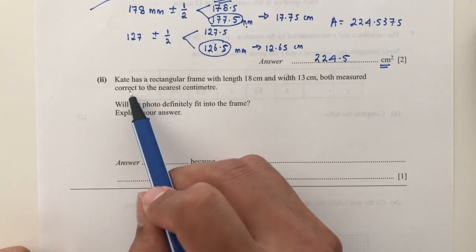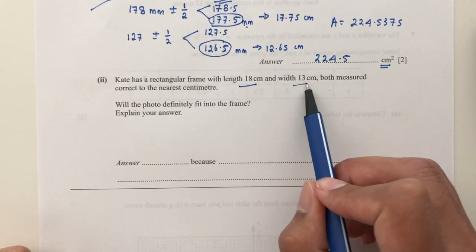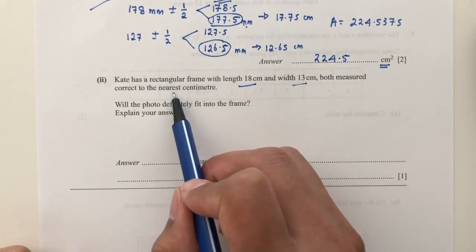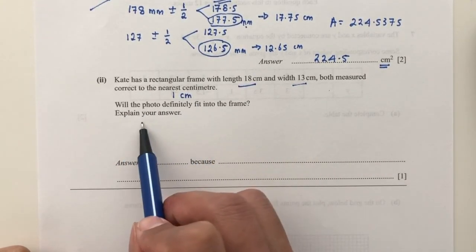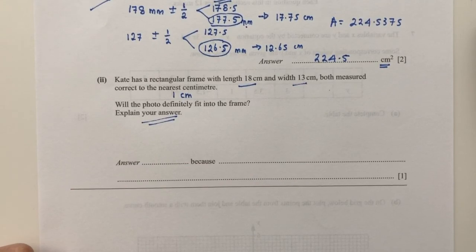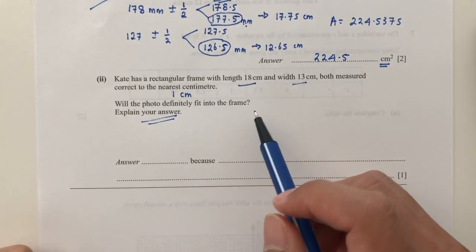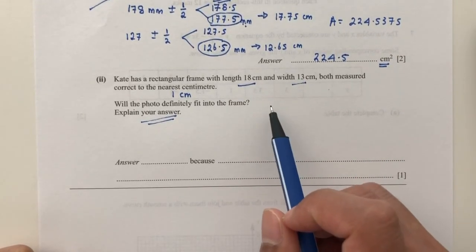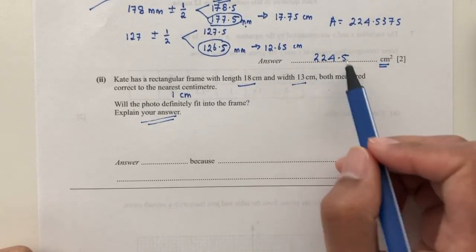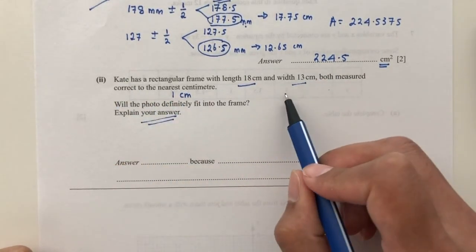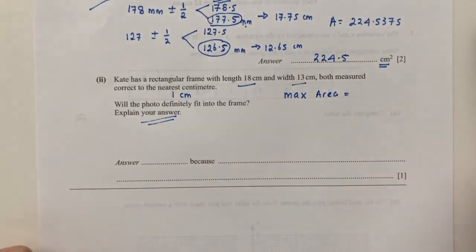Now part 2, Kate has a rectangular frame with length of 18 and width of 13, both measured correct to the nearest centimeter, so 1 centimeter. Will the photo definitely fit in the frame? Explain your answer. So let's find out. How do you know the photo will fit in this frame or not? You can find the area. So you can find the max area of the photo. We found the least area, so let's find the max area.